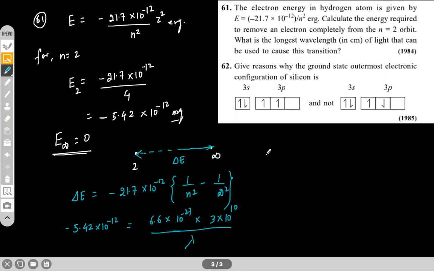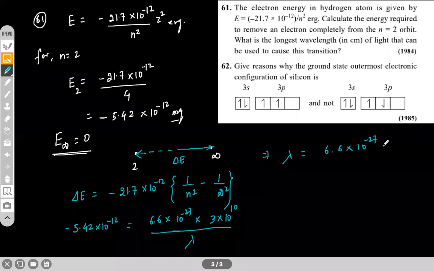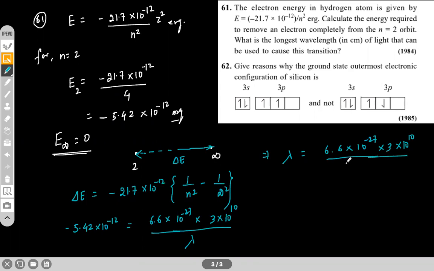When you solve this for the wavelength, lambda equals 6.6 into 10 to the power minus 27, times 3 into 10 to the power 10, divided by 5.42 into 10 to the power minus 12. Again, one thing you see here: the energy difference is always positive, because we are providing this energy. The magnitude is this only, so we take the magnitude, because a negative wavelength does not mean anything. That's why I am taking the positive energy here.